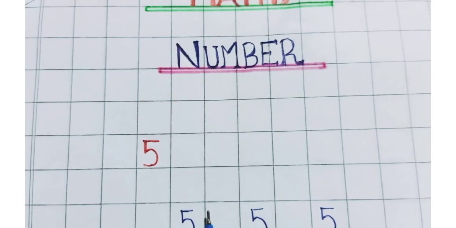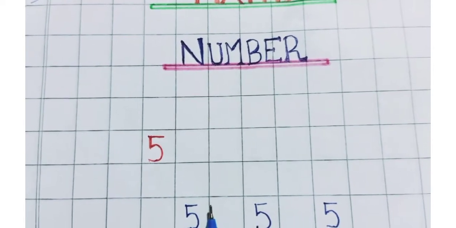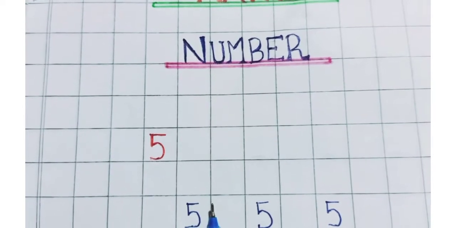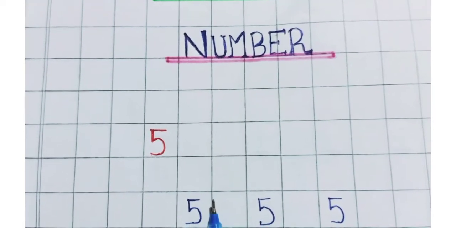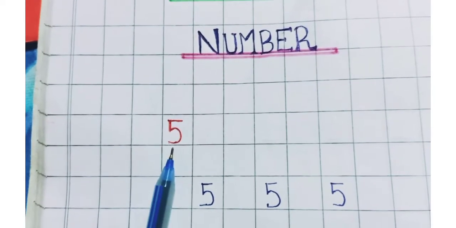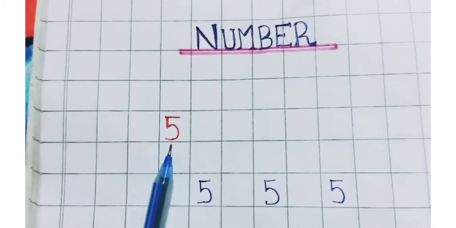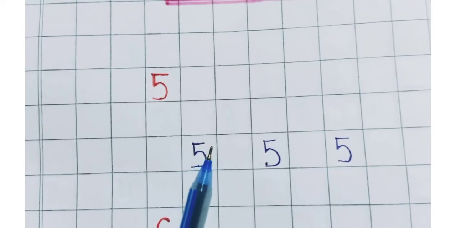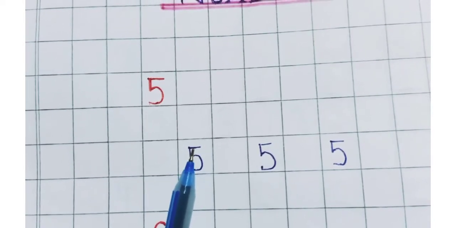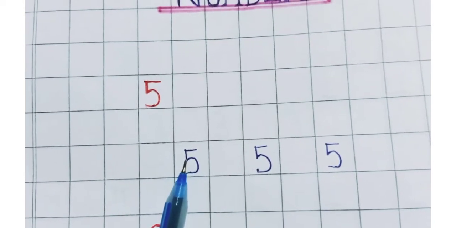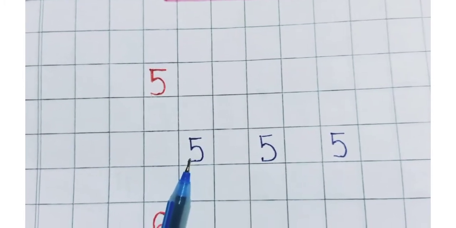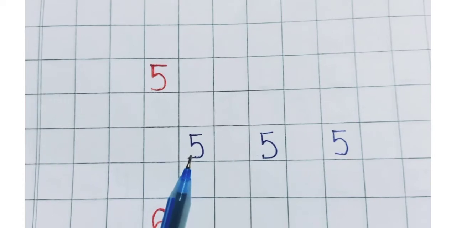Students, you have seen the number? Yes? Okay, now I am going to teach you how to write. Let's write. We start with number 5. Now students, first we draw one sleeping line. What do we draw? One sleeping line, one standing line, and a curve makes number 5.